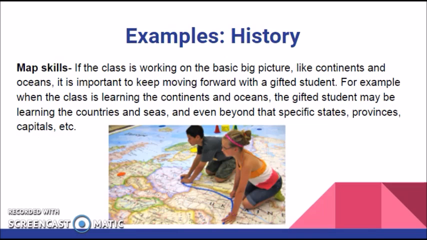If the class is working on the big basic picture like continents and oceans, it is important to keep moving forward with the gifted students. For example, when a majority of the class is just starting to learn the continents and oceans, the gifted students may be ready to learn the countries and seas. Even beyond that, they could learn the specific states and provinces as well as capitals.